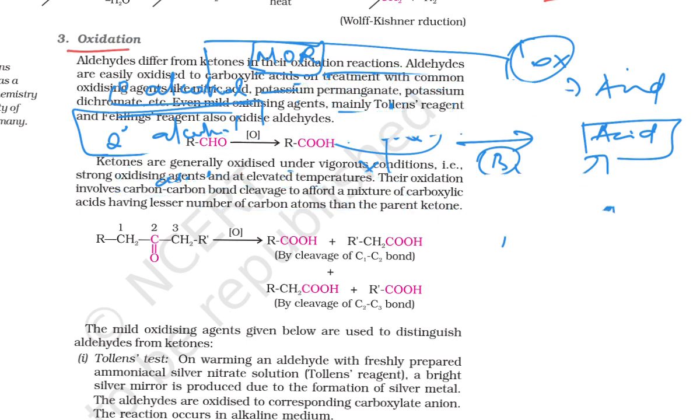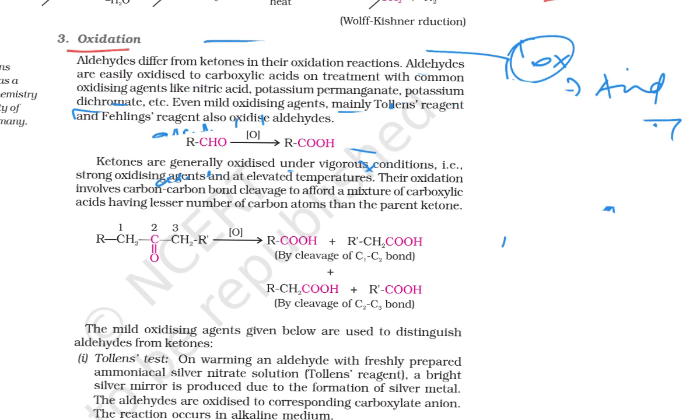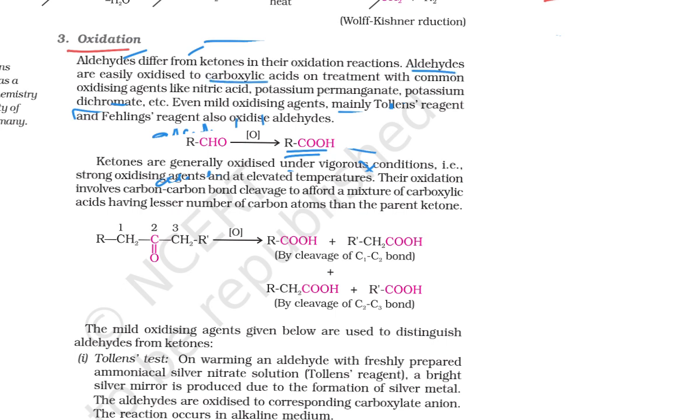So first we take the aldehyde. The aldehyde is oxidized to become your acid. Here aldehyde differs from ketone in its oxidation reaction. Aldehyde easily gets oxidized into carboxylic acid on treatment with common oxidizing agents, that is nitric acid, potassium permanganate and potassium dichromate. Even mild oxidizing agents work, mainly Tollens reagent, that is ammoniacal silver nitrate, and Fehling's reagent, Fehling's A and B solutions. Both are mild oxidizing agents.